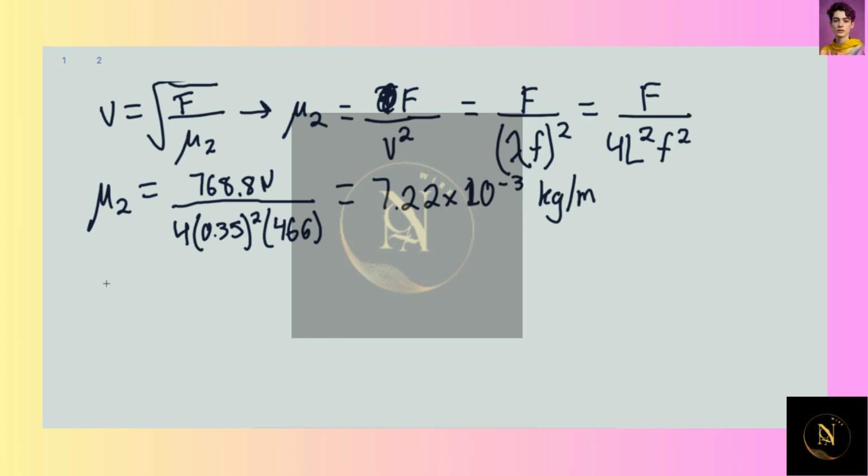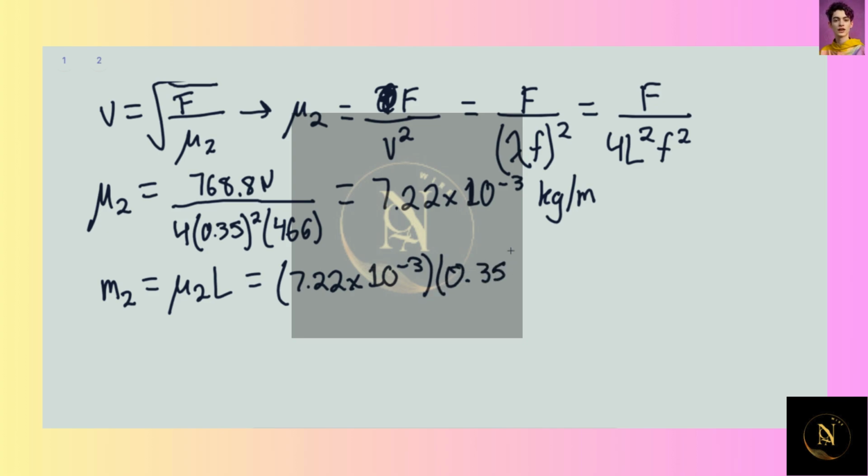At this point, we can simply find the mass of the second string by multiplying the linear density times the length of the string. We have 7.22 times 10 to the negative third, and then the length of the string would be, again, 0.35 meters. And we have that the mass of the string is going to be 2.52 times 10 to the negative third kilograms.